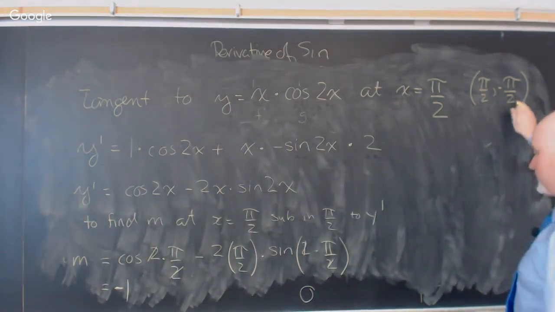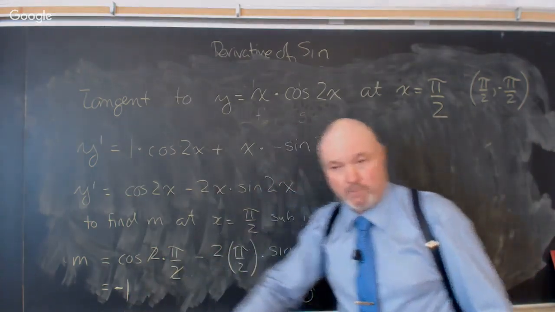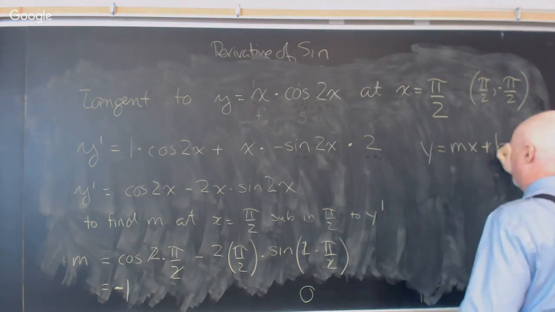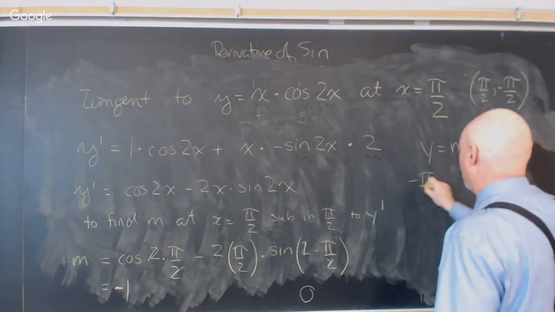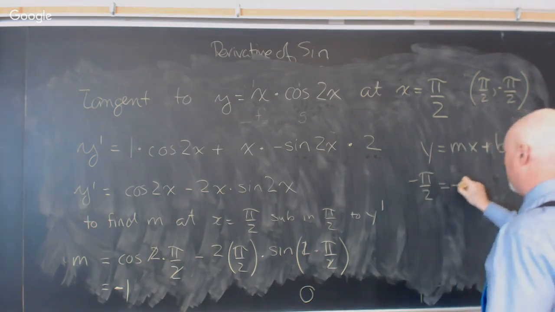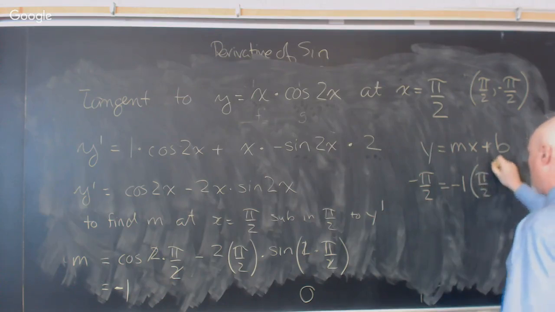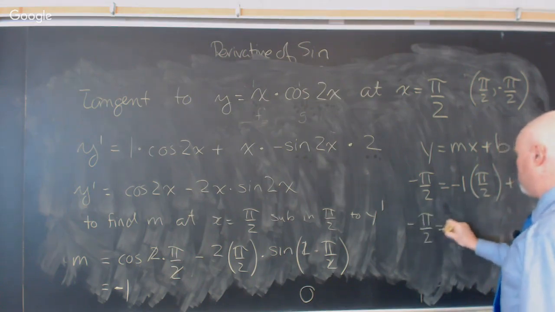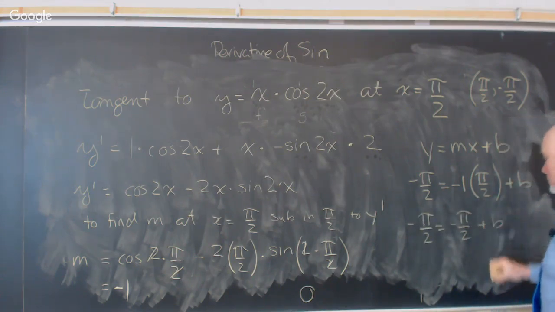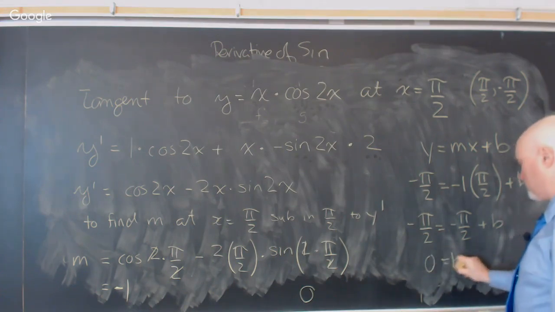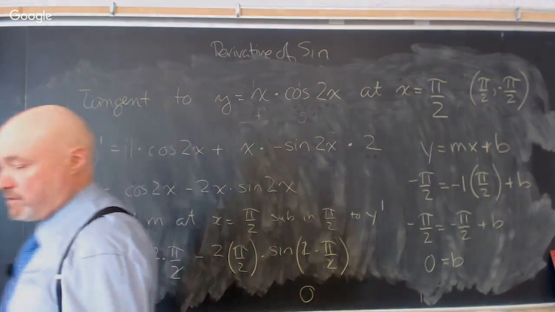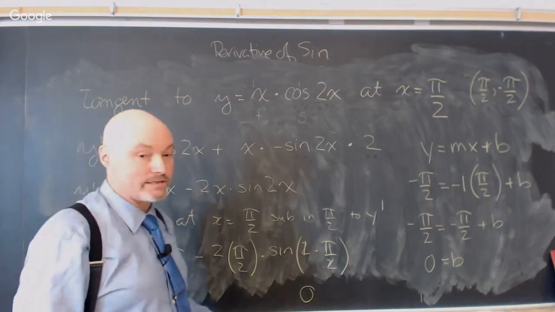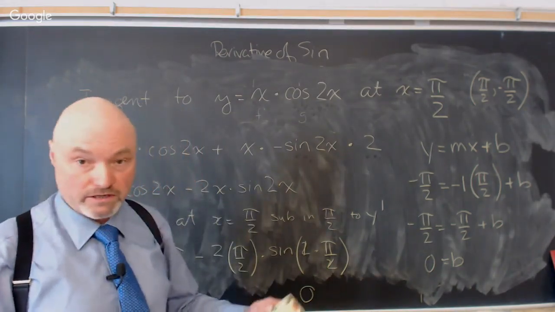Okay. Got my x. I've got my y. I've got my m. I'm all ready to go for my b here. So y is negative pi by 2. M is negative 1. X is pi by 2. So negative pi by 2 equals negative pi by 2 plus b. Oh, look at that. B is 0. Okay, so I can work out the equation of my tangent right away, just knowing those things. All right. So that's the first question. That was just a find the equation of the tangent question.